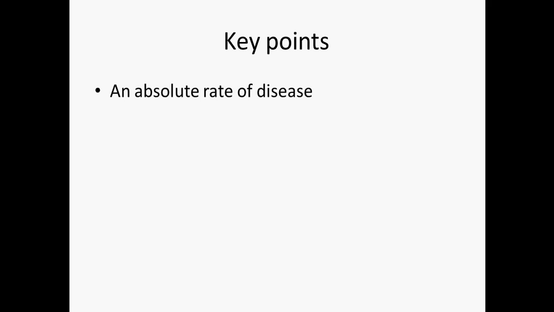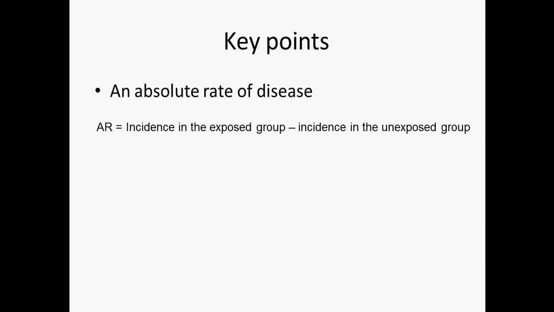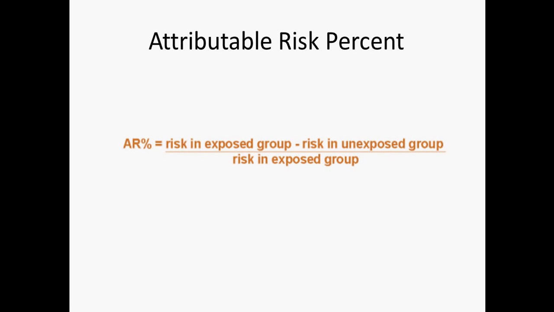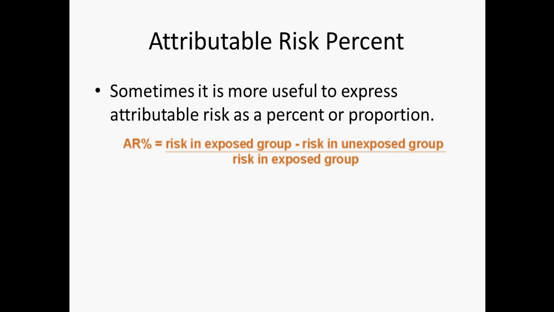Please remember, it's an absolute rate of disease given by this formula: incidence in the exposed group minus incidence in the non-exposed group. Next, we move on to what is an attributable risk percent. Sometimes it's more useful to express an attributable risk as a proportion, as a part of the whole, or as a percentage. And to calculate attributable risk percent, we use the formula for attributable risk, that is, it is used as a numerator, and the denominator is the risk in the exposed group.